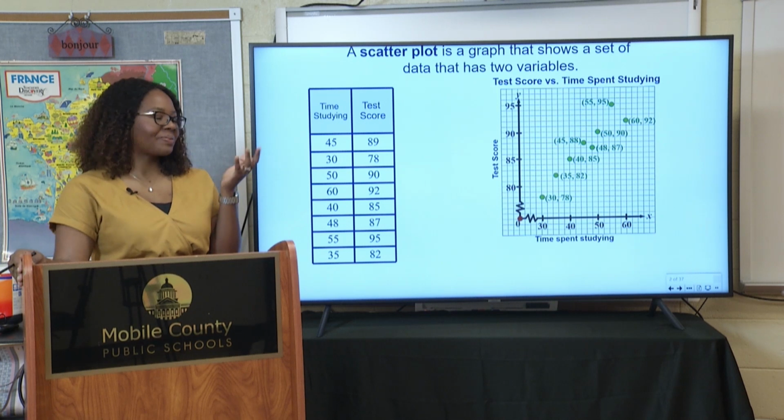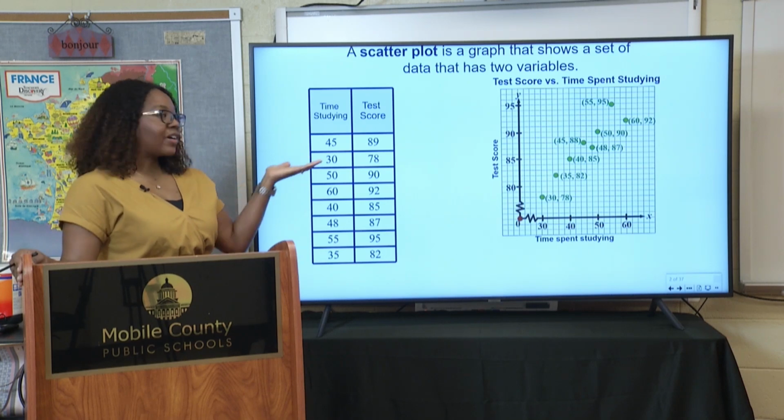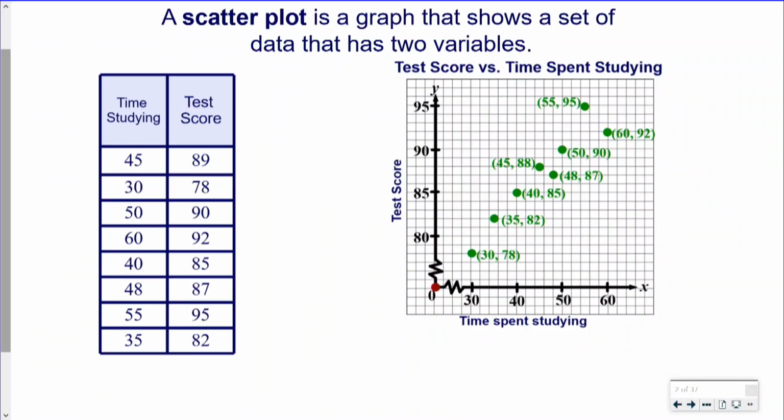I'm going to briefly go through the table, and I want you to see whether or not you can recognize the relationship. If a student spends 45 minutes studying, they receive the score of 89%. If a student spent 30 minutes studying, they receive the score of 78%. When a student spent 50 minutes studying, they received a score of 90%. 60 minutes of study time received 92 on the test. 40 minutes of time studying received a score of 85%. 48 minutes received a score of 87. 55 minutes, a score of 95%. And finally, 35 minutes studying, that student received an 82%.